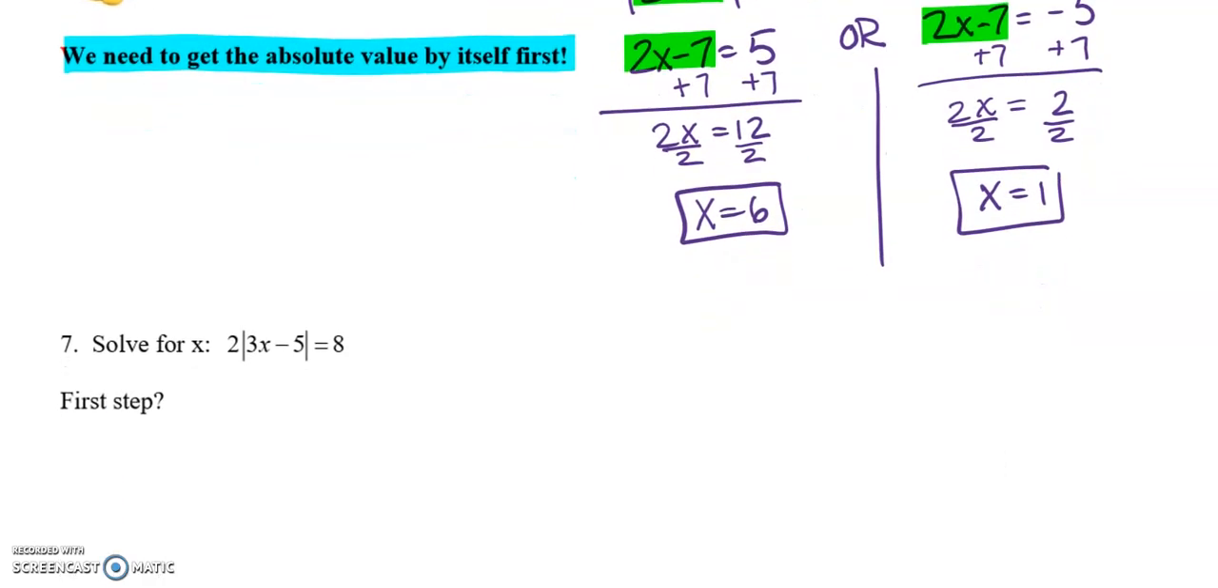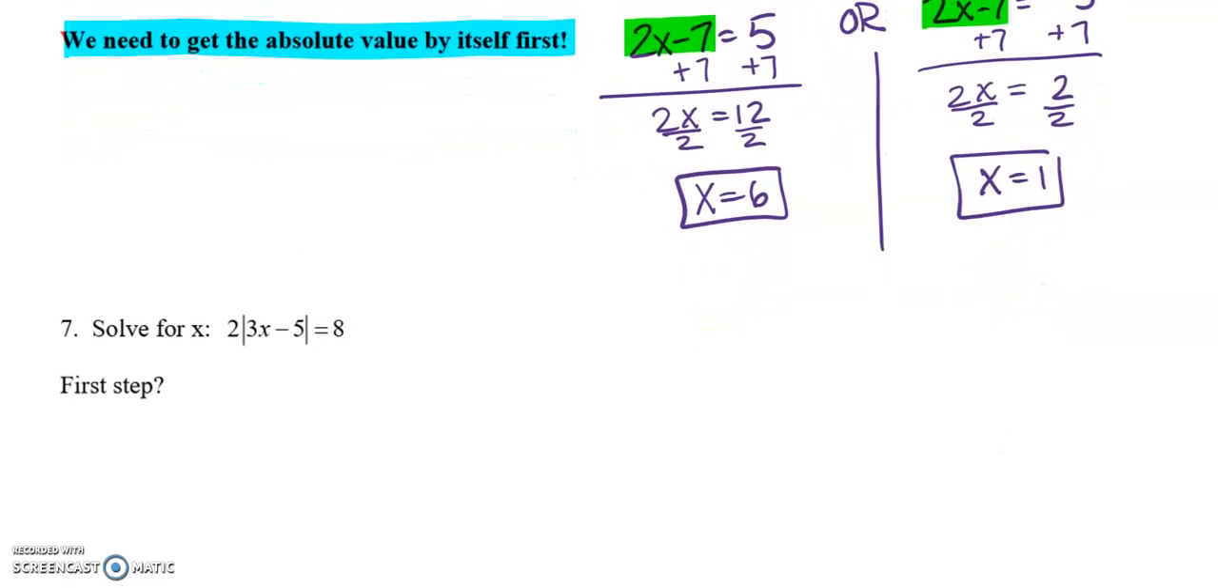Next one. What do we have here? Remember our blue highlighted rule, we have to get the absolute value by itself first. So if we look at this one, we have this extra 2 out front. So the first thing we have to do is get rid of that 2. It's held together with multiplication. So we're going to divide both sides by 2. The 2's cancel, so we're left with the absolute value of 3x minus 5 equals 4.